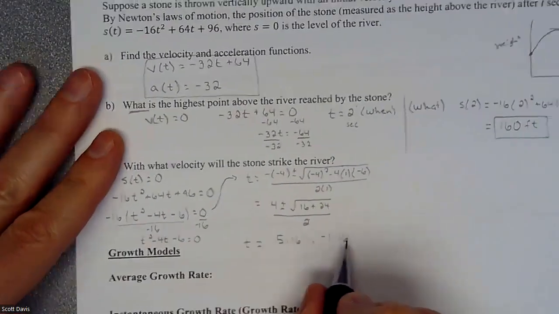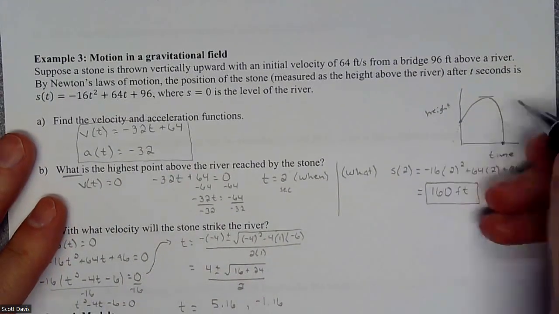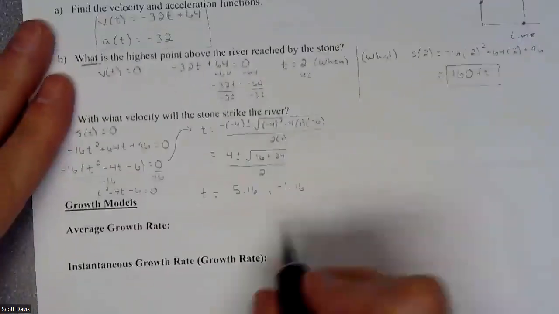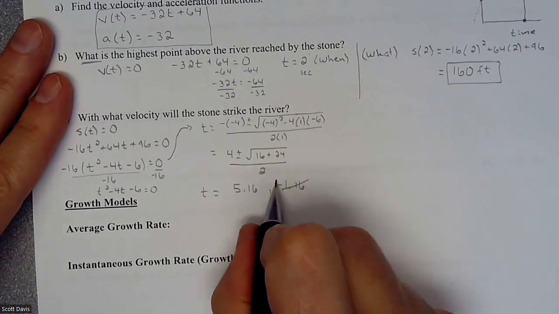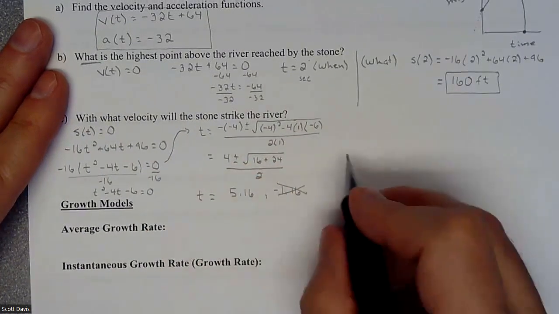So this one makes sense. This one doesn't make sense. And that's because if you continued this graph, we would have a negative x-intercept. But for us, that's a negative time, and that one doesn't make sense. So 5.16 is how long it took to hit the water.